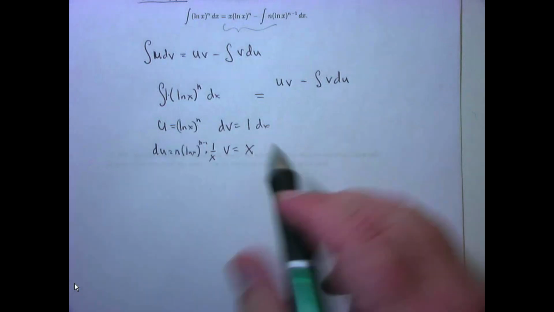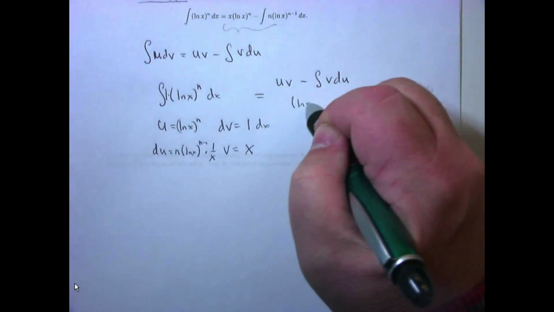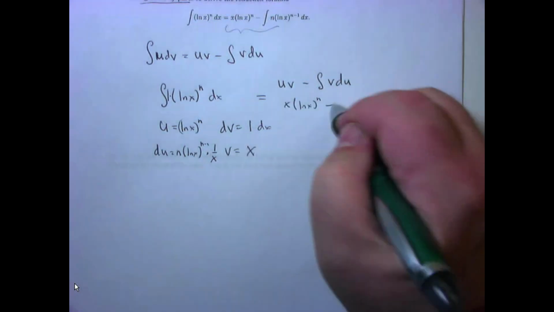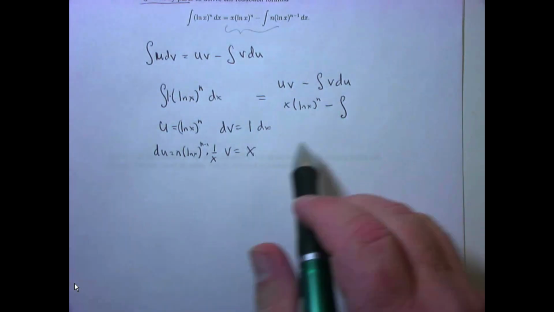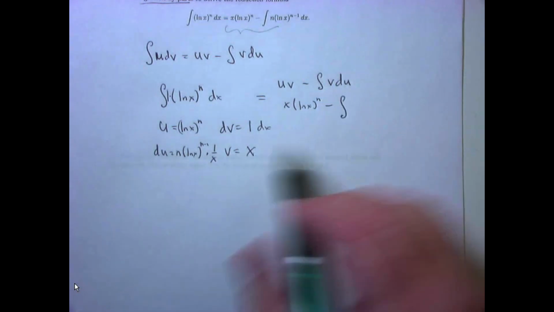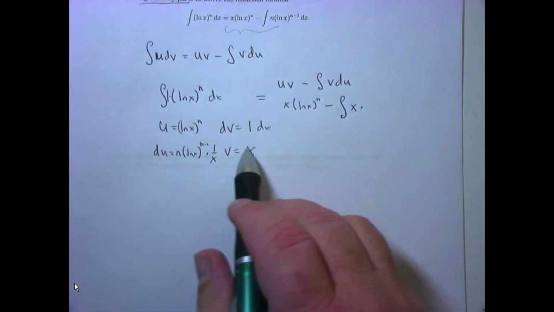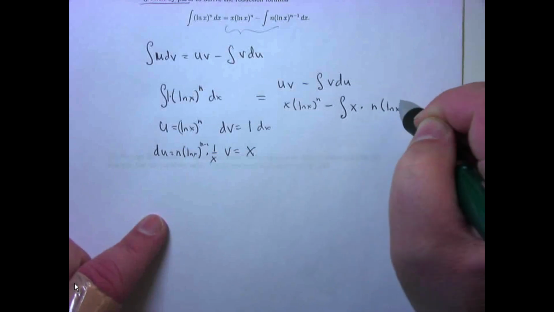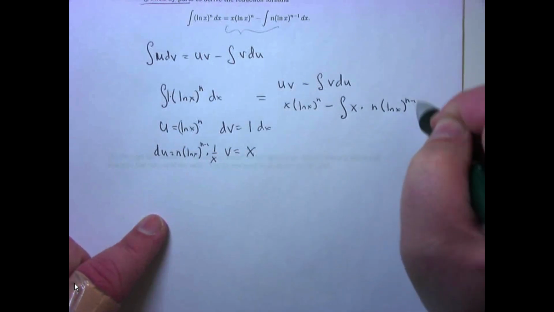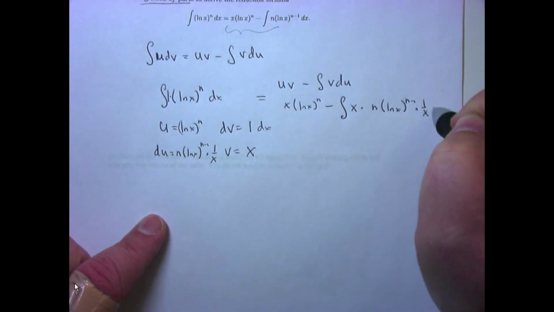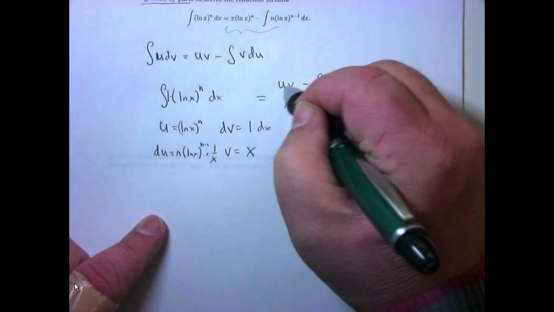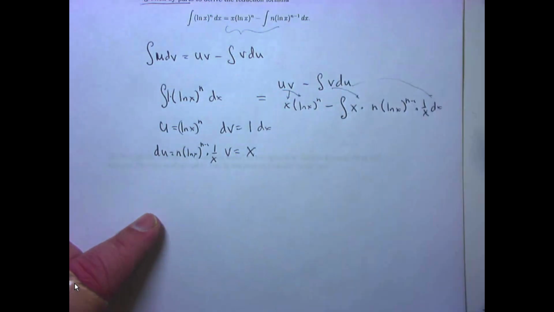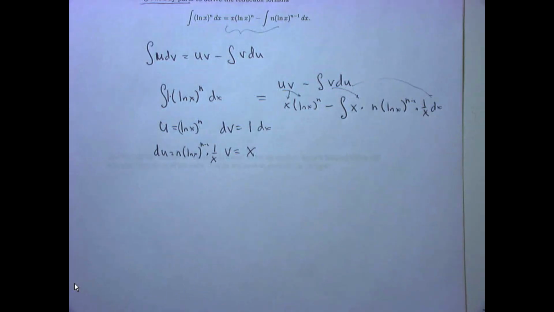And if I plug it in, u times v would be pretty much natural log of x to the n times v, which is x. I just like to put that guy out front. Minus the integral of v. What was v again? x times du, but du was n times natural log of x raised to the n minus 1 times 1 over x dx. And I literally want to show the actual plugging in of this stuff. All right?